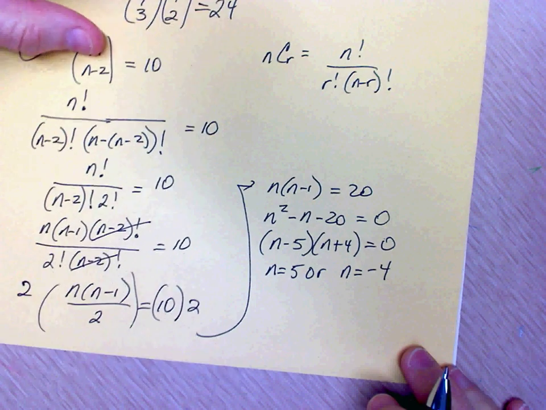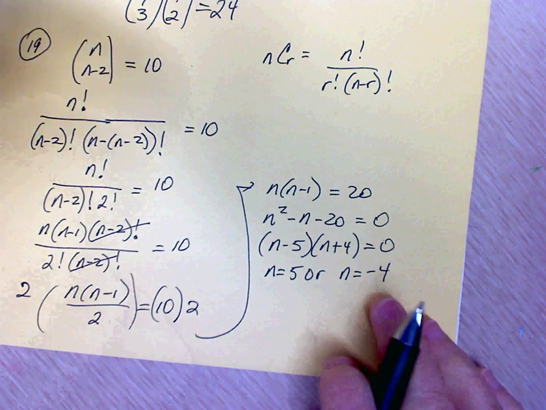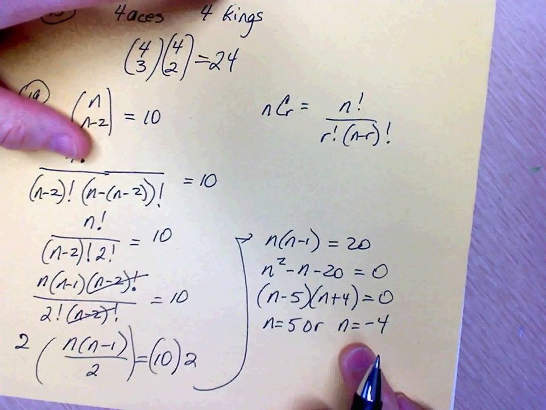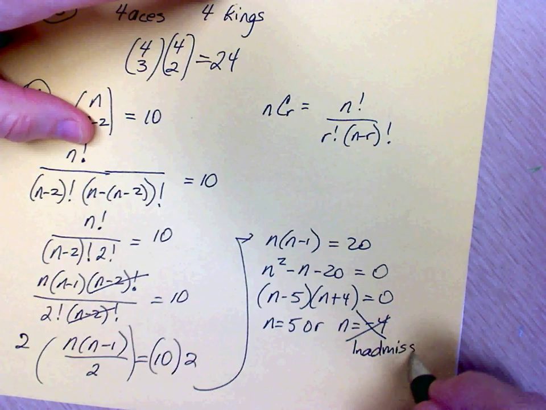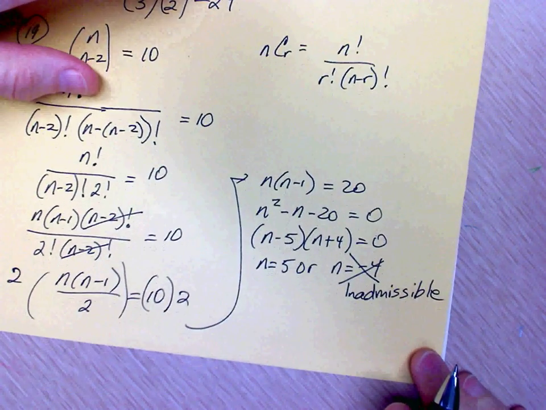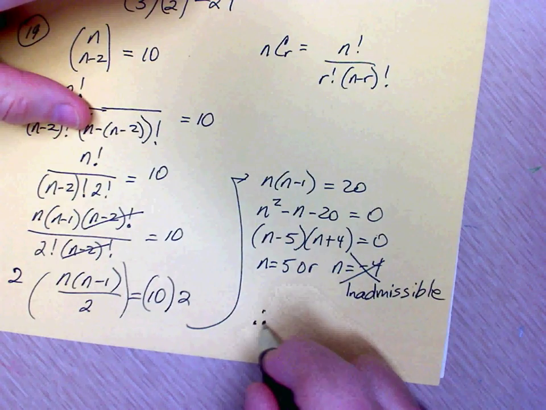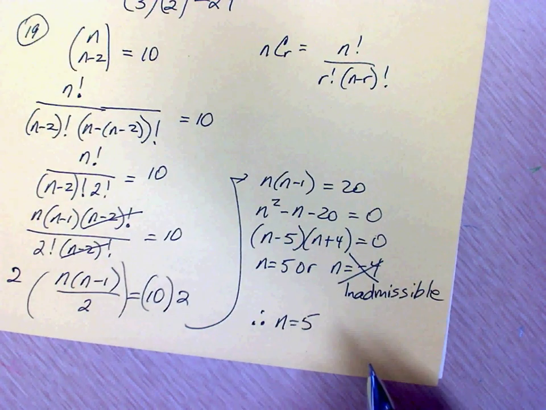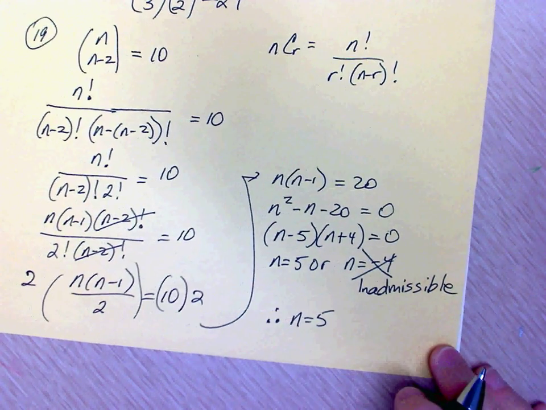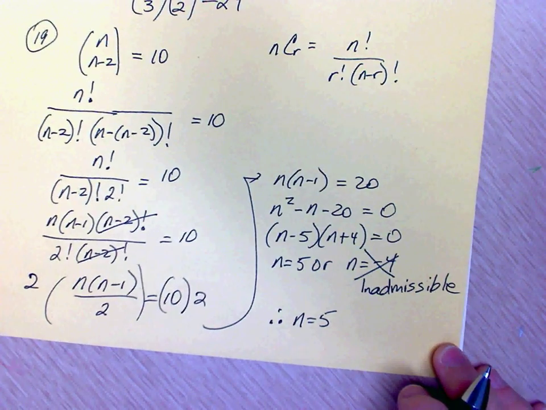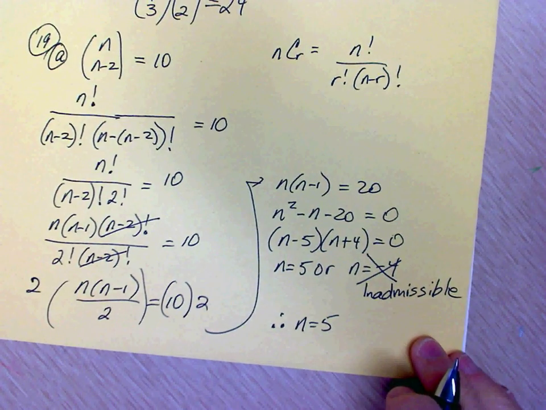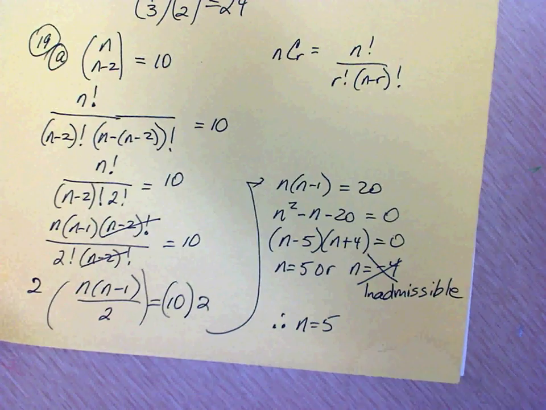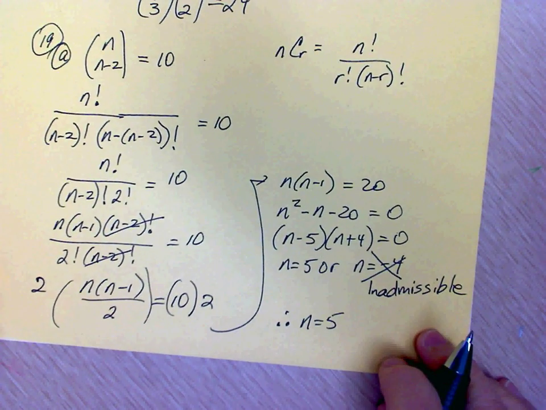So n cannot be minus 4 because factorial is not defined for negative numbers. So this is inadmissible, right? We can't use that one. So therefore, n equals 5. So that was 19A. Let's now move on to 19D.